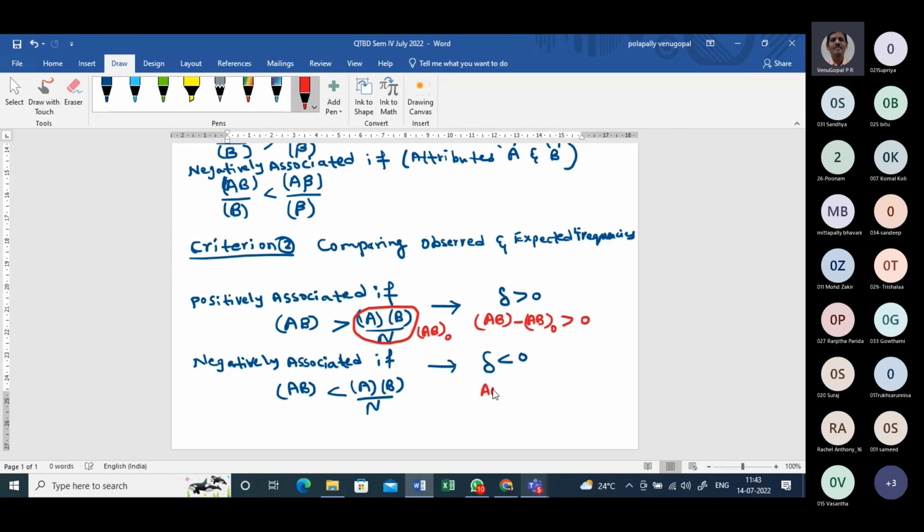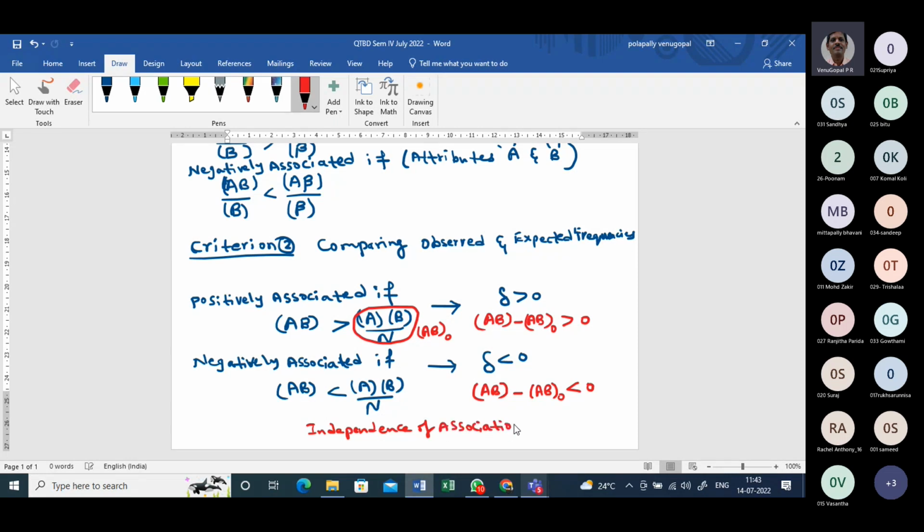Here also AB minus AB naught is less than 0. So you get negative here. It becomes less than 0. That is why delta less than 0. So if it is positive, it is delta greater than 0. Then we say they are positively associated. So independence of association.